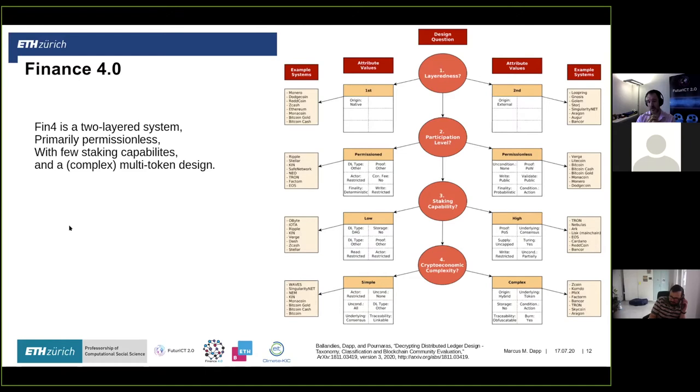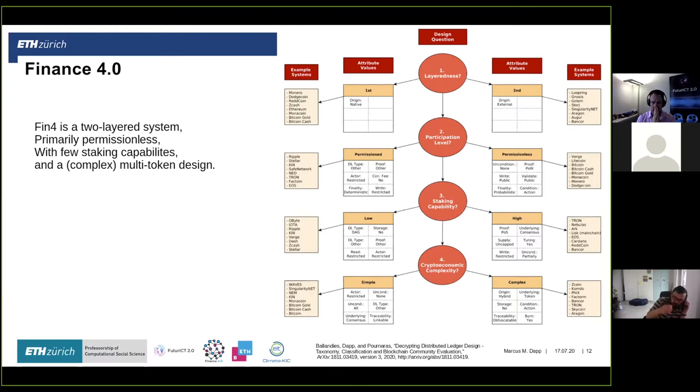So we identified these four questions as the most important questions. They make the most difference when you have to decide on them, into which, let's say, bucket of overall similar systems you end up with. Is your system layered? Are you on the first or on the second layer? What is the participation level? So this terminology that is quite popular but a bit imprecise, permissioned and permissionless, comes in here, and you can use our taxonomy to explain these two and other widely used terms much more in detail and precise. Is staking capability present in some way? And finally, the cryptoeconomic complexity, which at the moment is just distinguished between simple and complex.